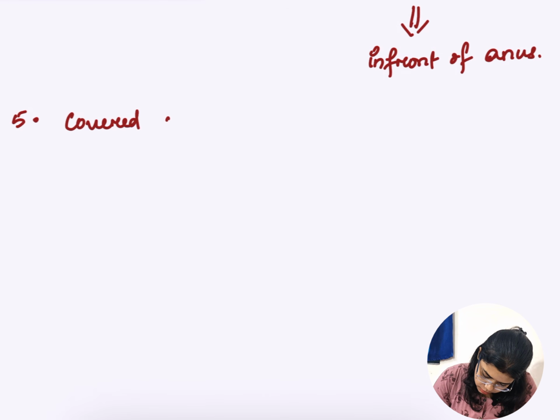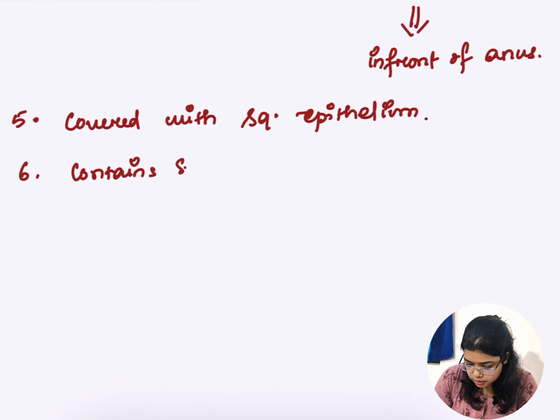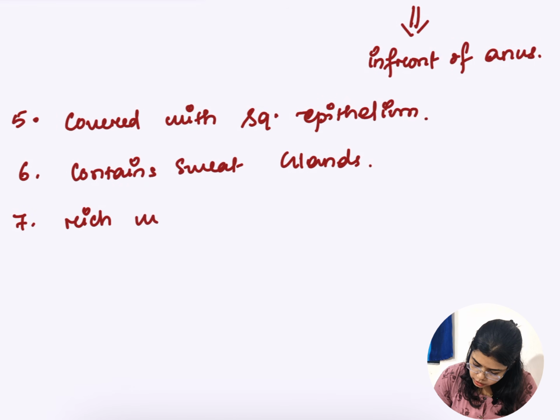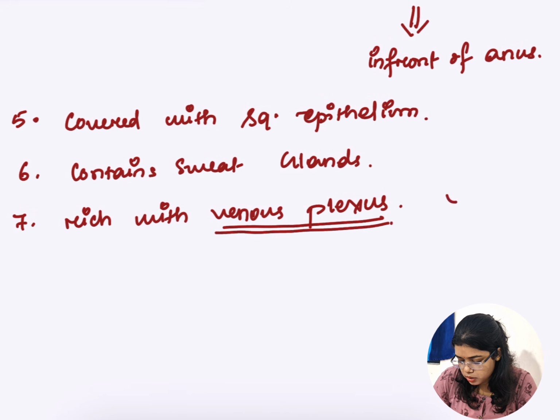Next, it is covered with squamous epithelium. Contains sweat glands, rich with venous plexus. I will tell you the importance of this one. Rich with venous plexus. Right, just write this. So what is the significance of the venous plexus that lies in the labia majora?